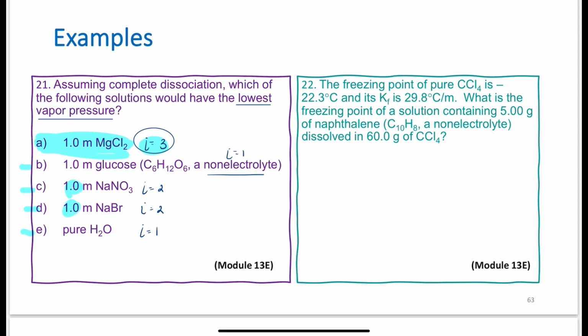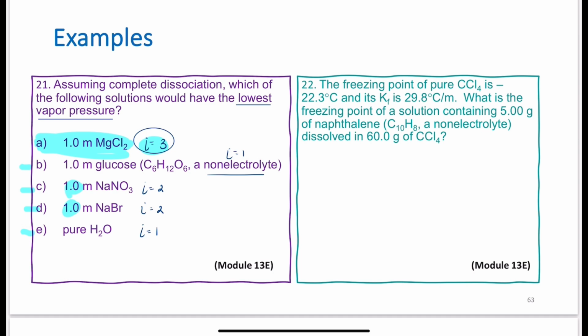The freezing point of pure carbon tetrachloride is negative 22.3 degrees C, and its Kf value is 29.8 degrees C per mol. What is the freezing point of a solution containing 5 grams of naphthalene, C10H8, a non-electrolyte, dissolved in 60 grams of chloroform? Okay, well, let's see what we got.